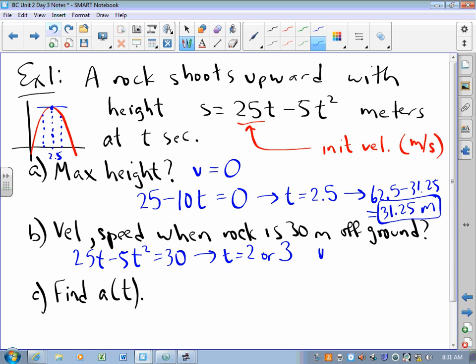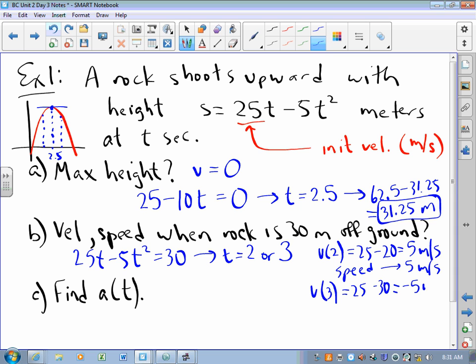So velocity at 2 is 25 minus 10 times 2, which is 20. That's 5 meters per second. So the speed is 5 meters per second. Velocity at 3, now that's 25 minus 10 times 3, so that's negative 5 meters per second. But the speed is still 5 meters per second.